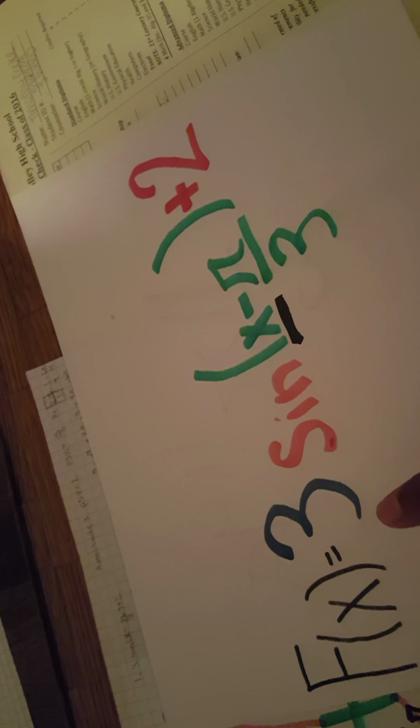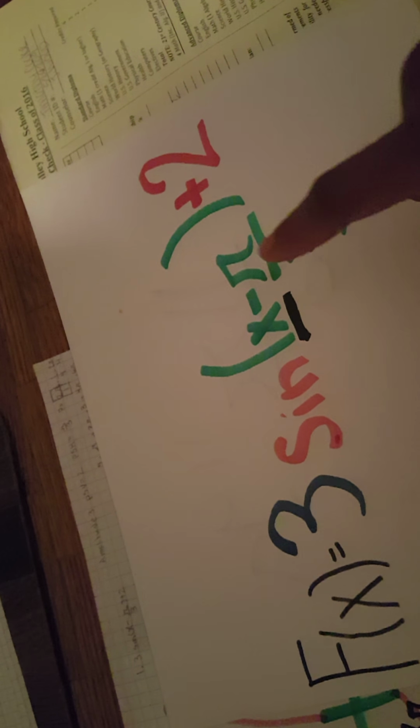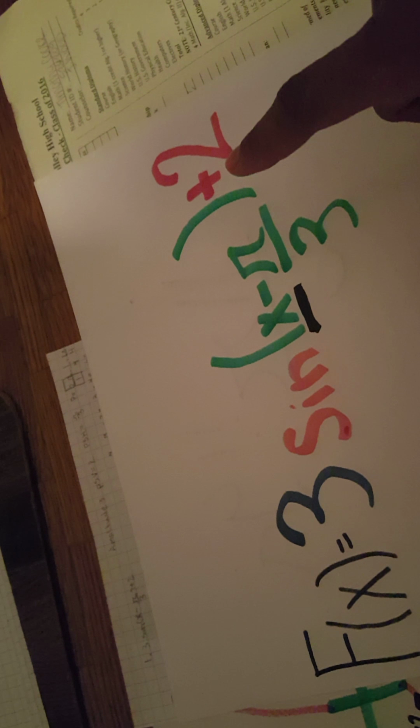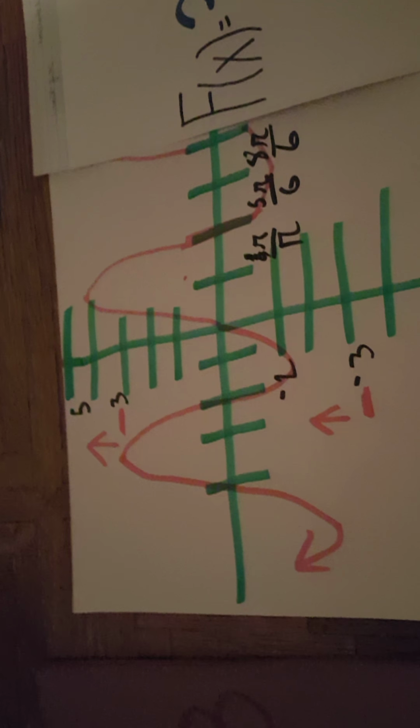So we have the 3 sine. We have the parentheses x minus pi over 3. And then we have the plus 2. And don't be scared or alarmed. We are going to go through this together. Okay? Because math is complex.